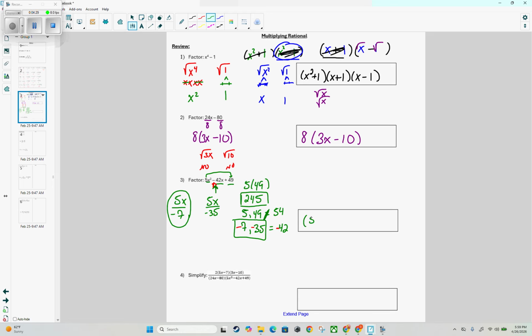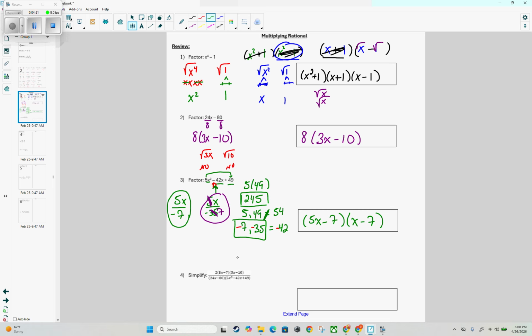That is the first factor, 5x minus 7. I'm going to go to the second one, the 5 over 35, and it does reduce down. 5 goes into 35 7 times. So this is my second factor. It's x and negative 7. So I'm going to come over here and go, this is x minus 7. So those are how we're going to factor those 3.